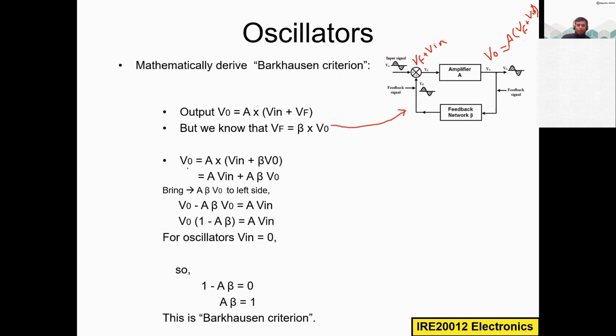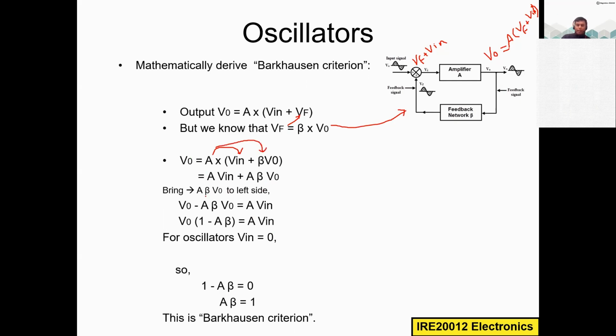So now V naught is equal to A times, we apply this VF value in this equation. So V in plus beta V naught, right? So we are just applying this, and now we are multiplying this inside. So A times V in plus A times beta V naught.